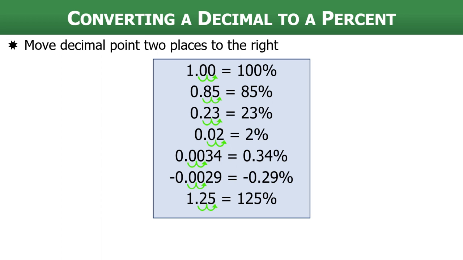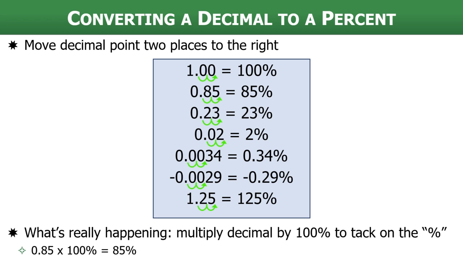So all we need to know when converting a decimal to a percentage is that we just move the decimal 2 places to the right. Doesn't matter where it is, we just move it over to the right. And basically what we're doing is we are taking that decimal and multiplying it by 100%. So here the example at the bottom, 0.85 multiplied by 100% equals 85%. It's pretty straightforward once you get used to it.